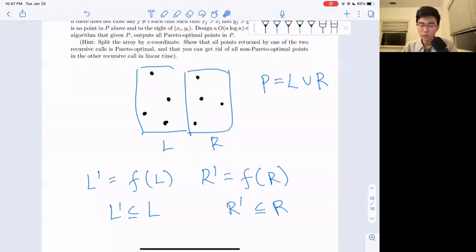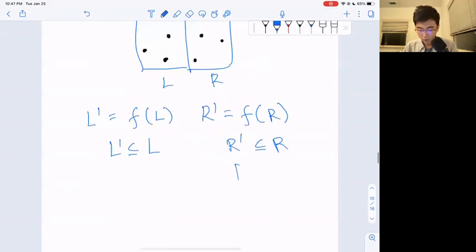The reason for this being that any point that was optimal in R means there are no points in R that are to its top right. So the only new points you introduced when you move back to P are the points in L. But since these are to the left of it, there's no way they're to the top right of it. So any point that is optimal in R is also in P prime. And so we know R prime is also a subset of P prime.